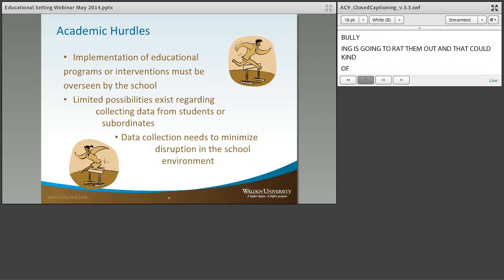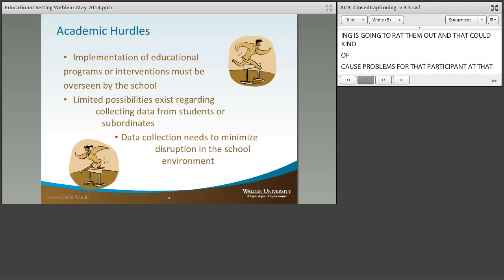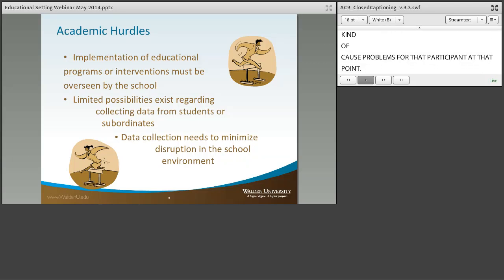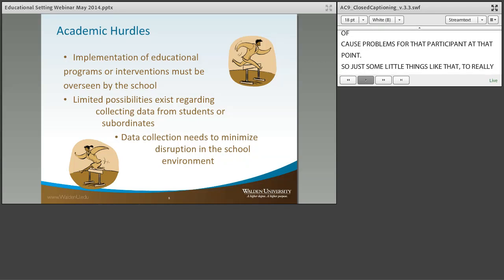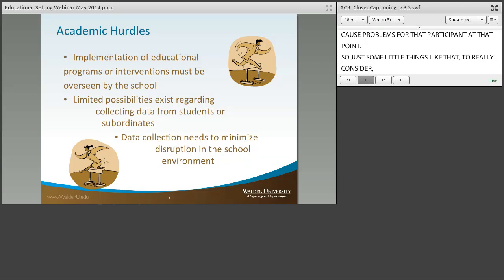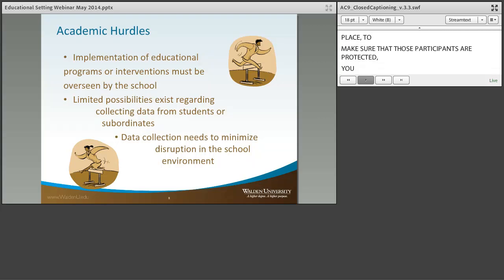And so just some little things like that to really consider, to make sure that sufficient privacy is in place, to make sure that those participants are protected, even if the topic and everything else is in place and appropriate for that educational setting. It's just making sure that steps are in place to not place any additional risk, to maximize the protection of those participants.